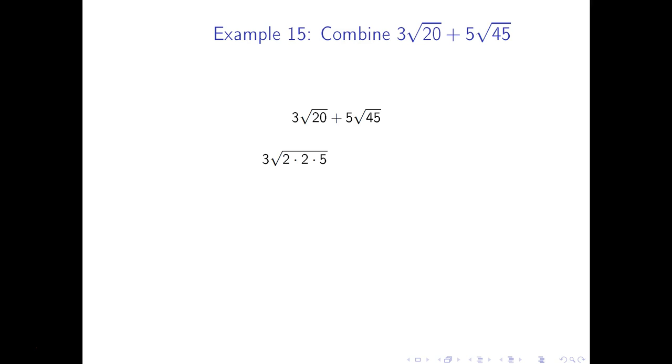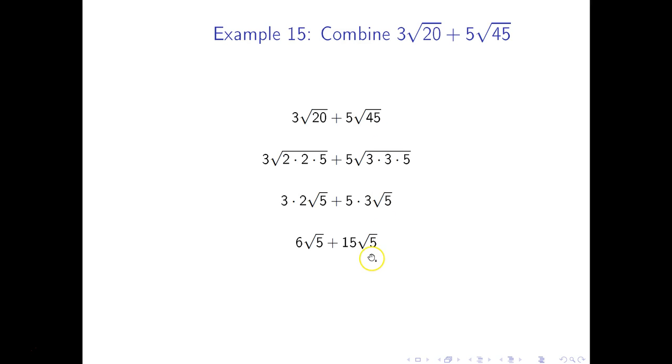Well, for the square root of 20, we can do a prime factorization. I get 2 times 2 times 5. And for 45, I get 3 times 3 times 5. Well, what that means is I have a pair of 2s, so it's 2 times the square root of 5. This is 3 times the square root of 5. Then 3 times 2 is 6, and the square root of 5 is still there. And 5 times 3 is 15 square root of 5.